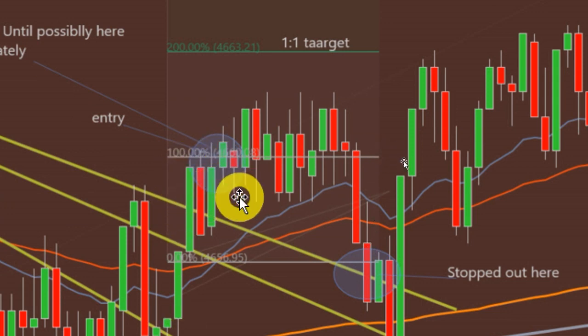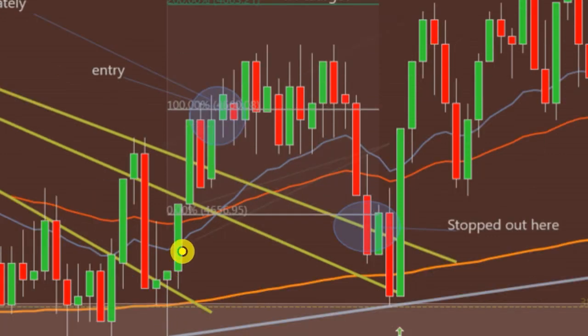Now we got a breakout right here where we're looking for a trade. Let's see what happens here. This is the third attempt from this strategy that we have. Price breaks out, starts to consolidate, pushes up.